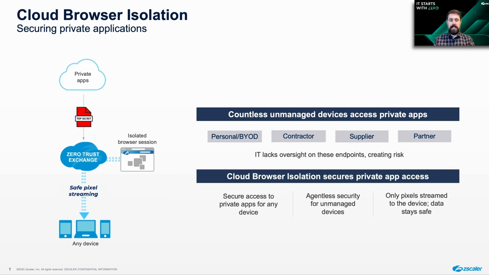Zscaler Cloud Browser Isolation addresses this challenge, delivering secure private app access to any device. The fact that it can do so without any client software installations makes it a perfect fit for unmanaged endpoints. And because only pixels are streamed to the end user device instead of actual content, data within apps stays safe. Let's see a quick demo.